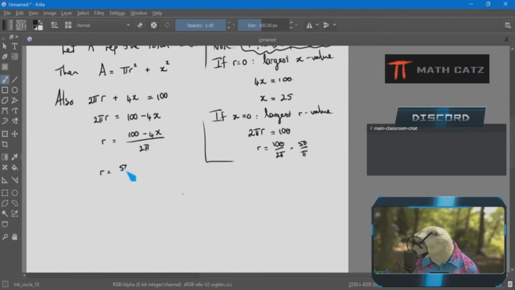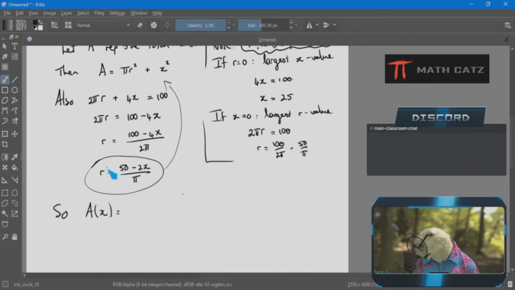It's not hard to do. 50 minus 2x over pi. I'll put a little circle around that, circular shape, so I can find it easily when I need to. And now you can look at the function by putting this equivalent expression for r, but in terms of x, into the function. So now I have a function that just depends on x.